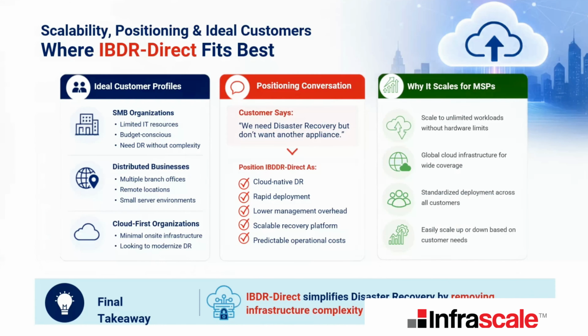Now let's talk about where IBDR-Direct delivers the most value and how to position it with customers. IBDR-Direct is an excellent fit for SMB organizations that need enterprise-grade disaster recovery but have limited IT resources and budget. It's also ideal for distributed businesses with multiple branch offices or remote locations where deploying and managing DR infrastructure at every site can be challenging. It's equally well suited for cloud-first organizations that want to modernize their DR strategy without investing in additional on-site infrastructure.